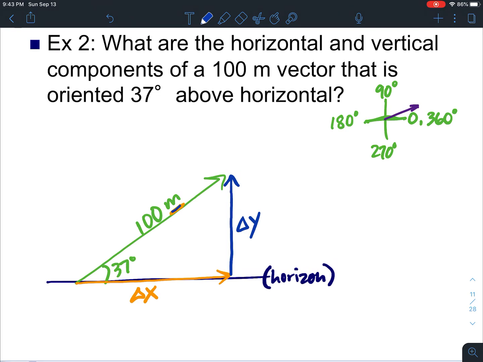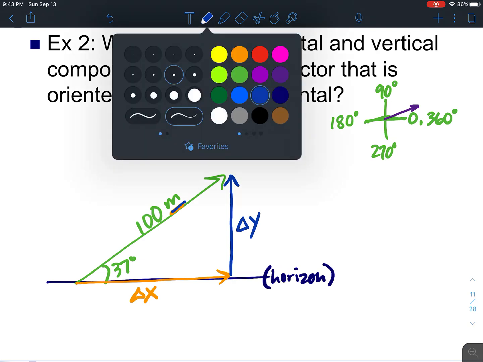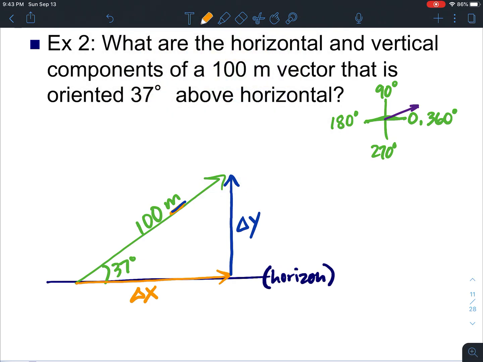Again, this 100 meters here, we're breaking it down into its parts. We're not getting something new or different. We are just breaking down the 100 meters into components. Okay, so let's start with our horizontal side.